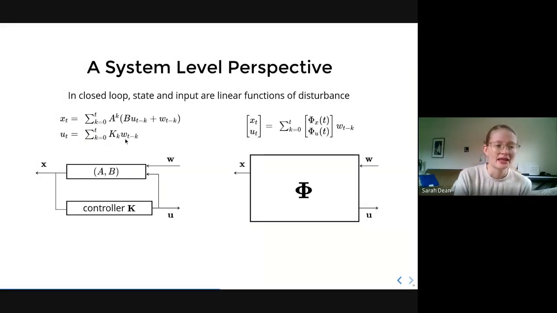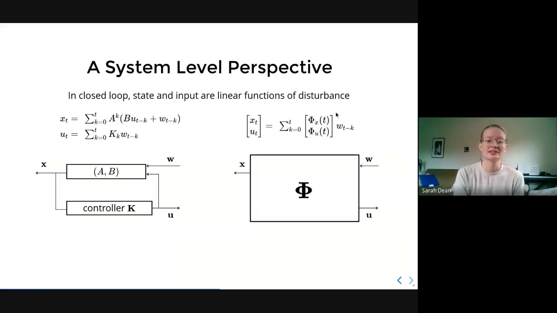But if you then look at how those inputs affect the state, you also have this nice linear rollout where you have a dependence on the inputs and a dependence on the process noise. Because everything is causal, by which I mean U only depends on X's in the current time and in the past, and X depends on U's and W's in the current time and in the past, the linear algebra works out, and you can rearrange this equation and write the states and inputs as a linear function of the disturbances only. And that's the system level perspective.